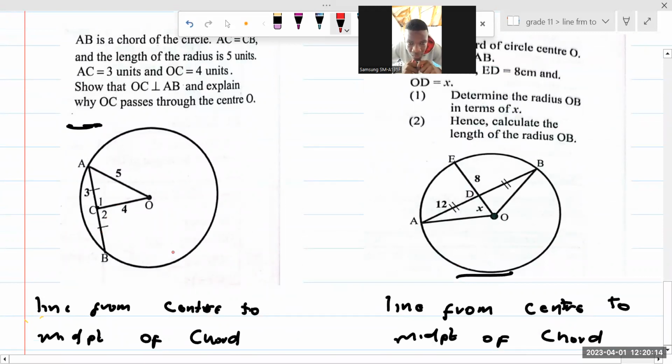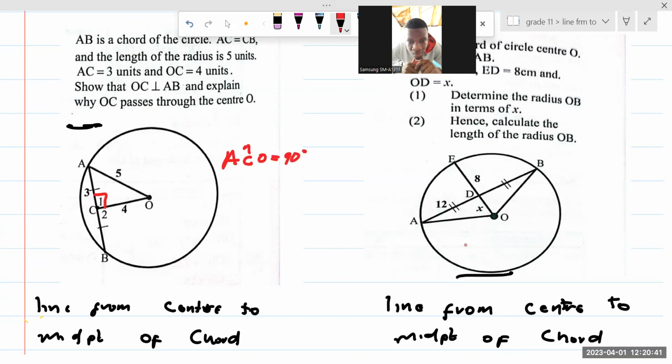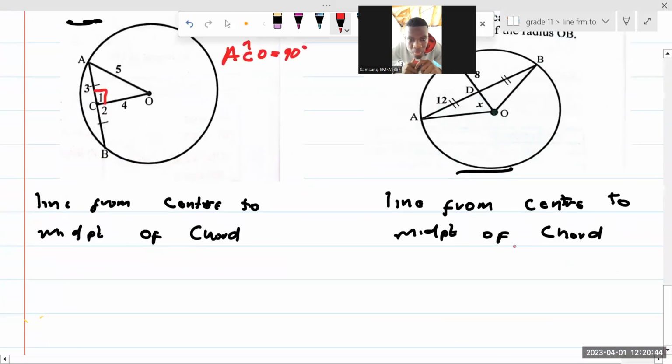What seems to be missing on this diagram here? It's the 90 degrees. Okay, so you'll put the 90 degrees. Before you work with this type of questions, you need to write whatever is missing. After writing what is missing, then you add. Why are you saying that? So if you put the 90 degrees here, in other words, you're saying angle ACO is going to be equal to 90 degrees. Why are you saying that? Line from the center to the midpoint of a chord. So it's a line from the center to the midpoint of the chord. So that's how we're going to be dealing with these questions here.